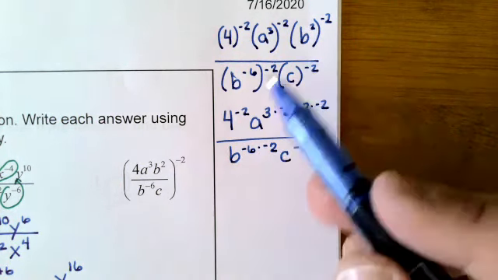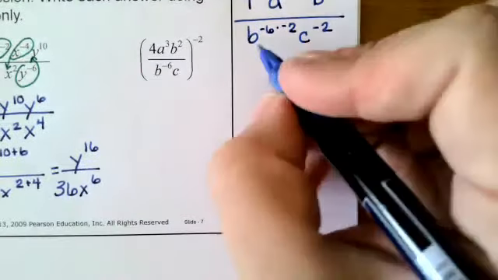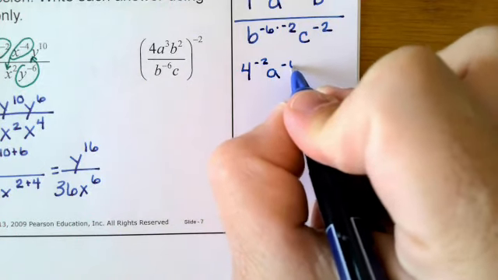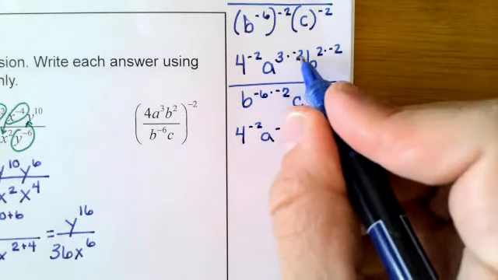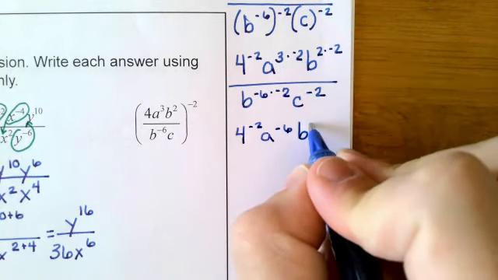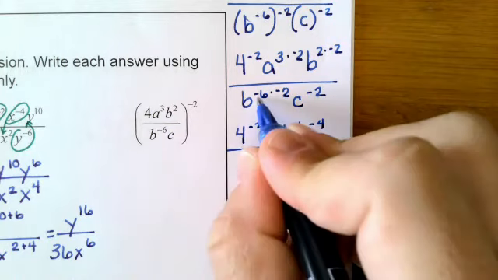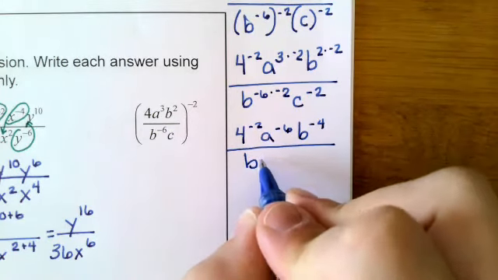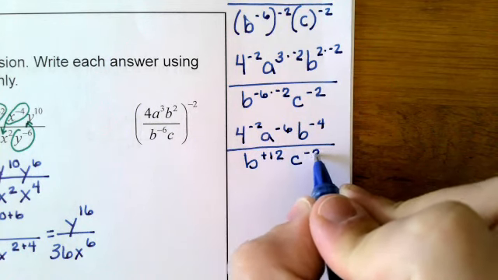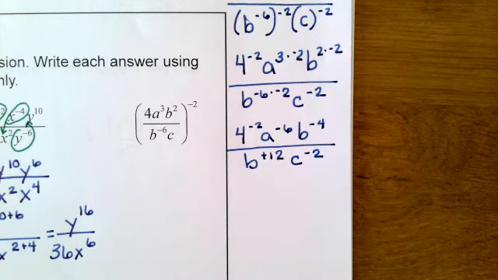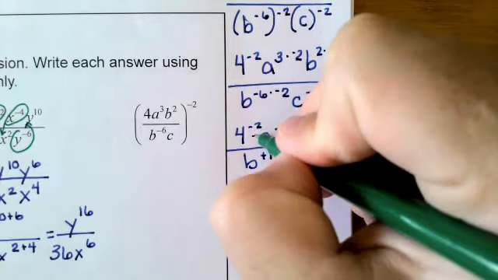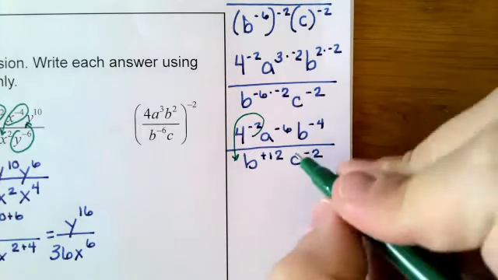Now let's simplify the exponents. 4 to the -2, a to the -6, sorry, because 3 times -2 is -6. 2 times -2 is -4. -6 times -2 is -12. Sorry, +12. And then c remains a -2, okay? So now we know which ones are negative and which ones are positive. This is a good time to decide which ones you're going to move across the fraction bar.